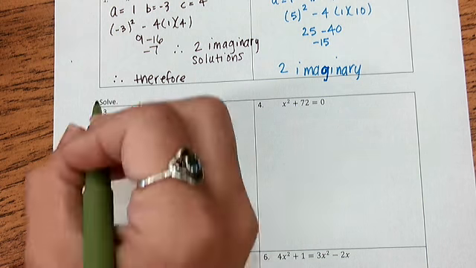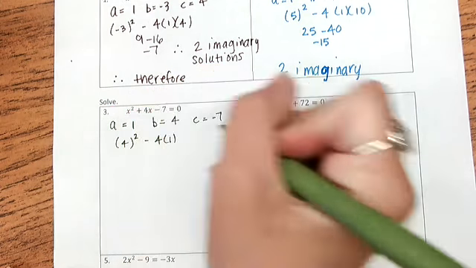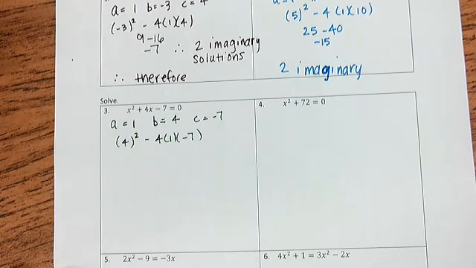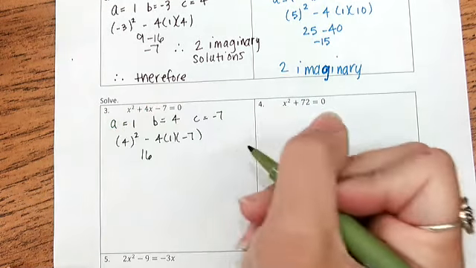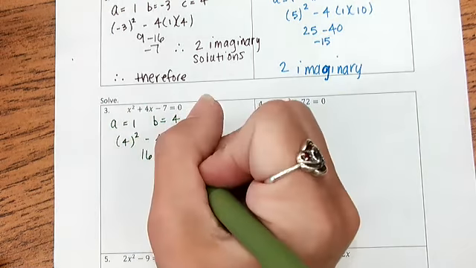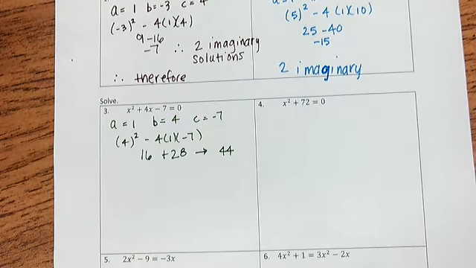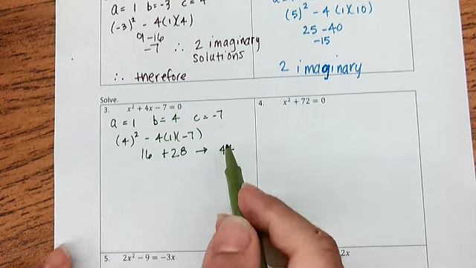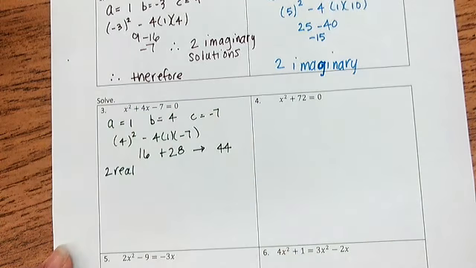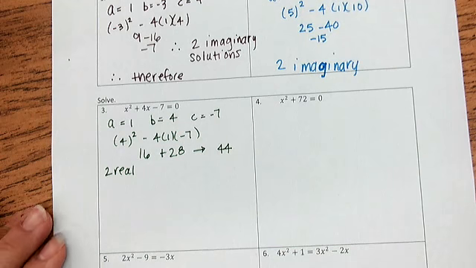Okay, so the discriminant, b, which is 4 squared, minus 4ac, which is -7. So this becomes 16 plus 28, which I think is 44. Okay, so it has two real solutions. The discriminant is positive. So this is two real solutions. 44 is not a perfect square, so this problem is not factorable.